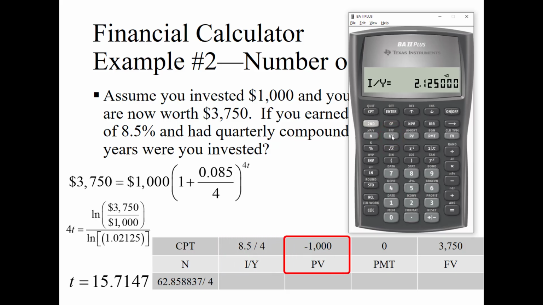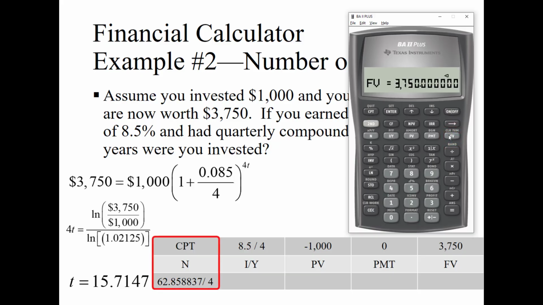Our present value in this case is $1,000, and we invested that, so it came out of our wallet, so we would use a negative amount here. So I'm going to type in 1,000, then hit our plus/minus key, and then PV. Our payment is 0 because there is not an annuity associated with this problem. So I'll type in 0 PMT. And then our FV, or our future value, is going to be $3,750. So I'll type in 3750 and then hit FV.